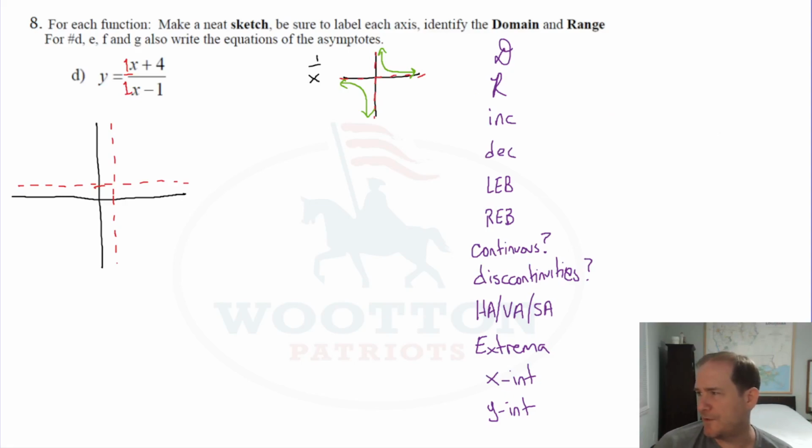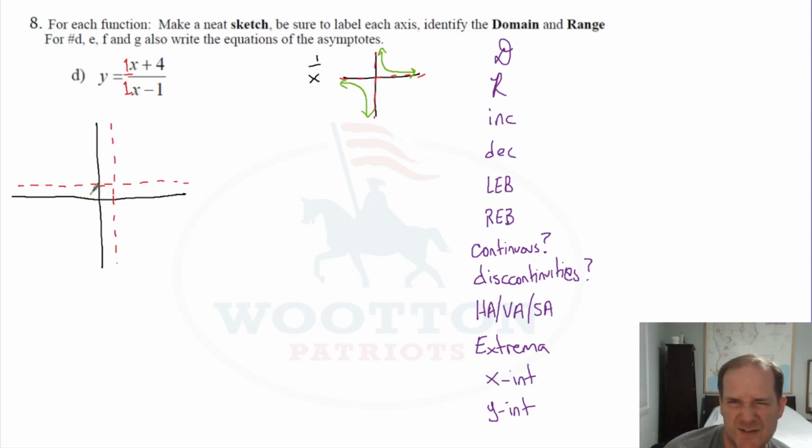Now I just have to figure out where my branches land. Are my branches above and then above again? Or is it above and then below? Or is it below and then above? Or is it below and then below again? And you just kind of test it. And honestly, because we're a linear over a linear, you'll never be above and then above again. That only happens when you have higher order component parts to your rational.